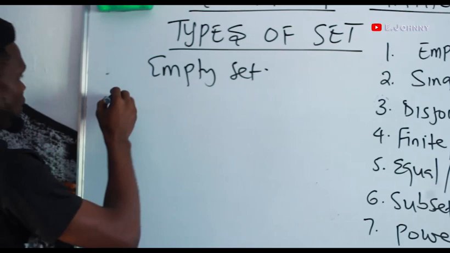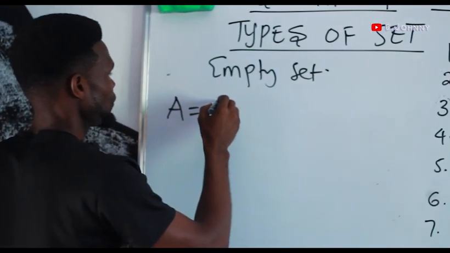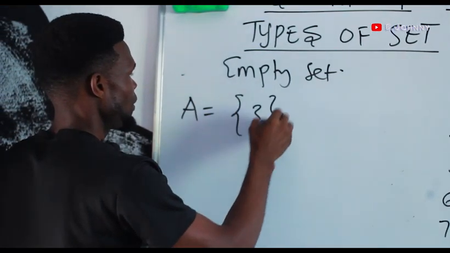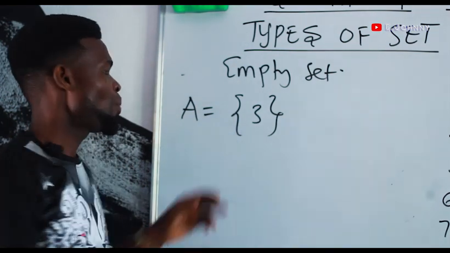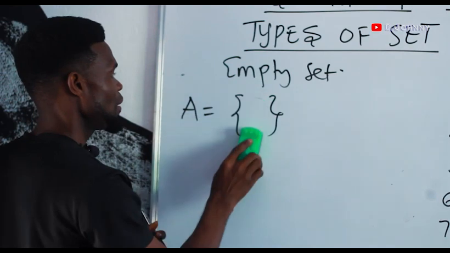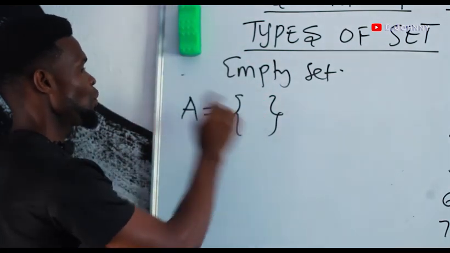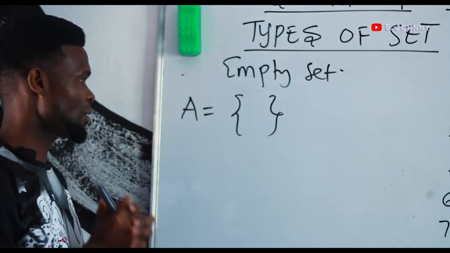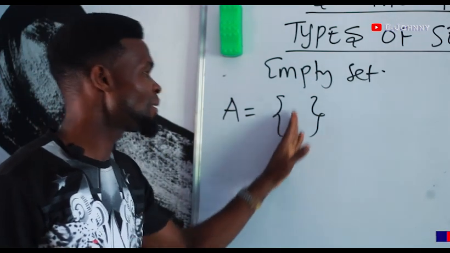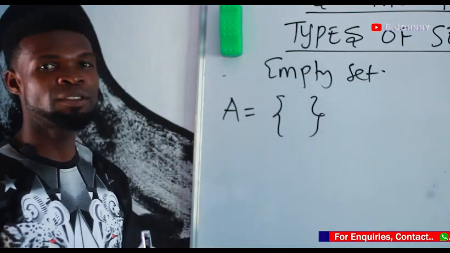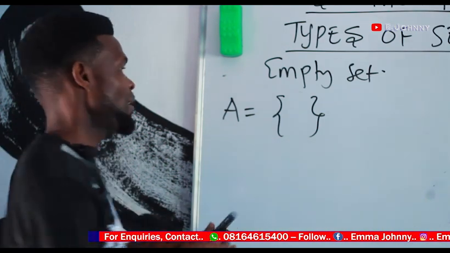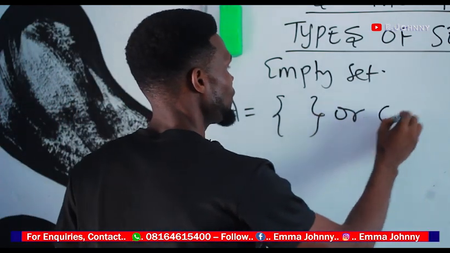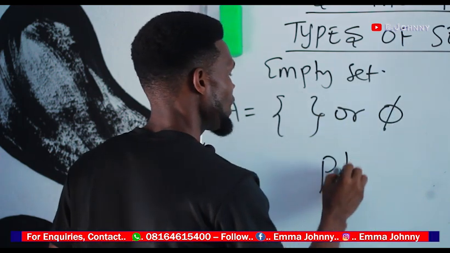If I have a set A equals to this 3, it is clear that there is only one element inside this set. But if I remove the 3, then there's nothing inside this set. So we can say that this is an empty set. So when there is no element inside a set, we say it is an empty set. So we'll use a curly bracket to represent an empty set. Or you have something like this, and we pronounce it as phi.